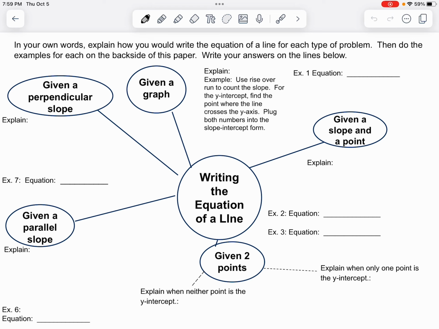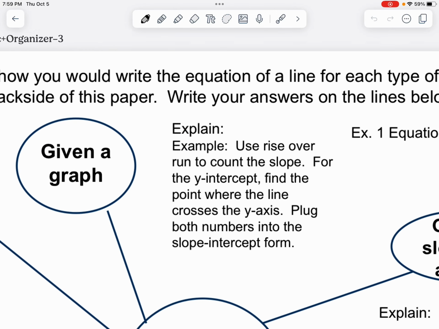Once we are finished with the front side, I'm going to have you turn it over and do the examples on the back. And then you are going to check your work with me. Okay? All right, so the first one, given a graph.